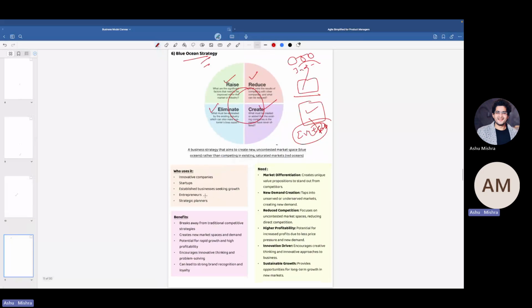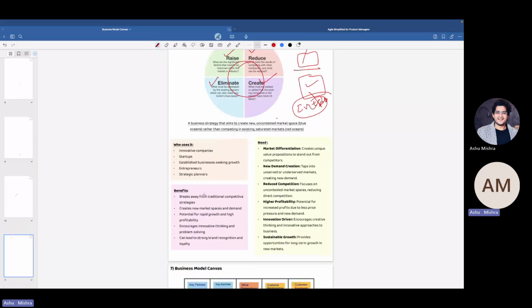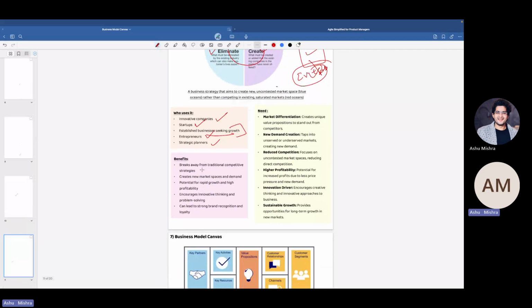Now, who is using it? Since it is a very green field for us, right, and nothing has been done, it is mainly used by innovative companies like BluSmart, Google, right, Tesla, SpaceX. They are using these blue ocean strategies to become a market leader in this green field thing. Then startups, right? Established businesses seeking growth. For example, there are legacy companies that are seeking growth, who have been saturated in terms of their revenue. They are seeking this kind of business model. Then entrepreneurs, strategic planners.